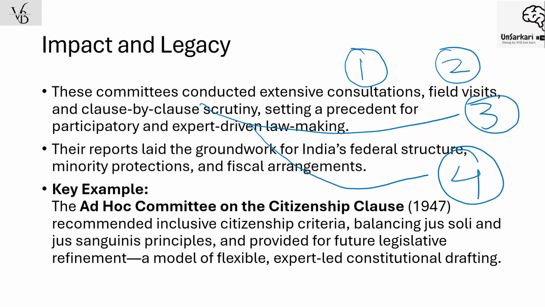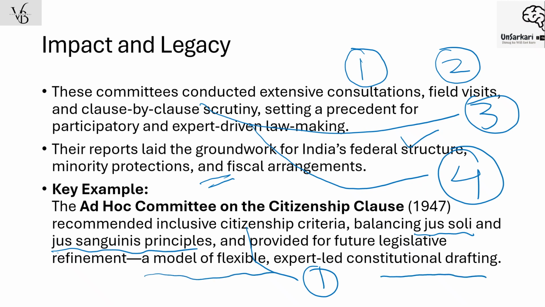Just visualize how the members of parliament, the bureaucracy, and the Lok Sabha and Rajya Sabha secretariat would have been working. These reports are laying the groundwork for India's federal structure, minority protection, and also fiscal arrangements. For example, the ad hoc committee on citizenship clause recommended inclusive citizenship criteria, balancing the principles of jus soli and jus sanguinis. That means those who are part of the soil, part of the territory, part of the culture since ages, since ancestral time, and jus sanguinis by the principle of brotherhood, by being born on the land. So these are the bases on which future legislative refinement, a model of flexible and expert consultation drafting, took place.